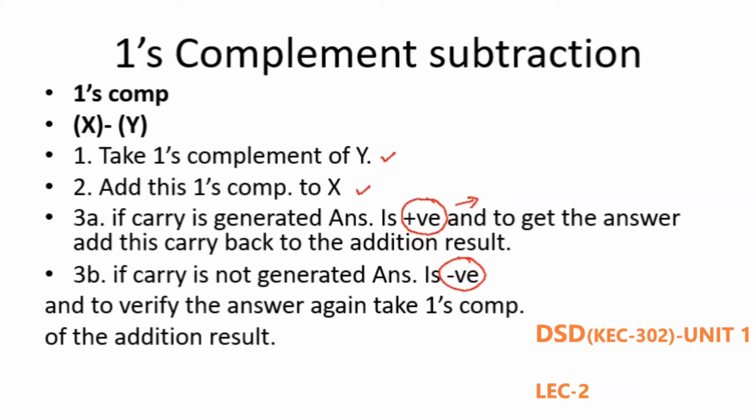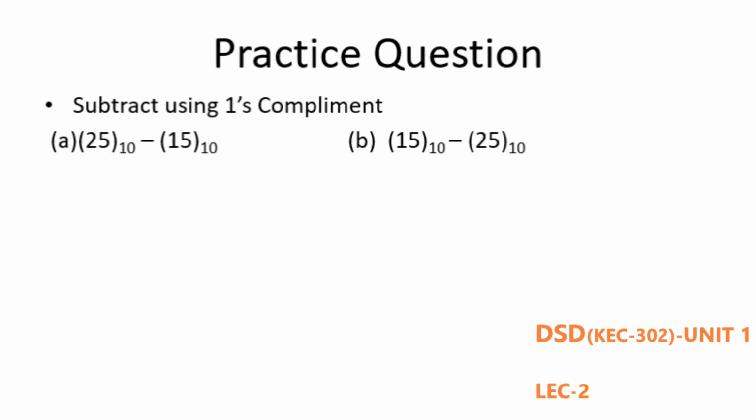Okay, but in the first case, when the answer is positive and a carry is generated, it is not yet the answer, and to finally get the answer I have to add this carry back to the addition result. And similarly for the case where no carry is generated, I have to again take the 1's complement of the addition result to verify my answer. So now let's perform these questions using this 1's complement method.